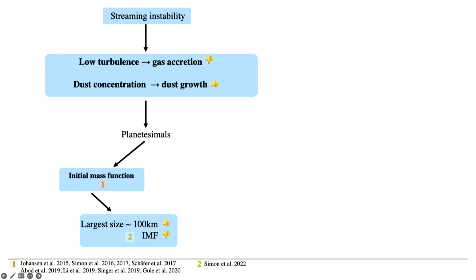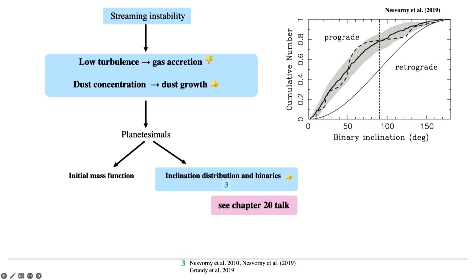So let's go to the streaming instability pathway to planetesimals. A lot of models were done studying the initial mass function. From the size, we think that this works quite well, so we produce these 100-kilometer bodies. But from the IMF, it doesn't look too good when we compare with observational constraints in our own solar system. What was good was that the inclination distribution and binary fraction are actually explained very well.